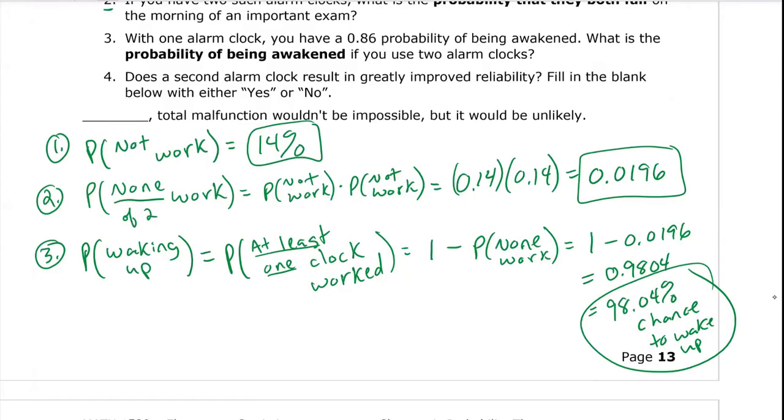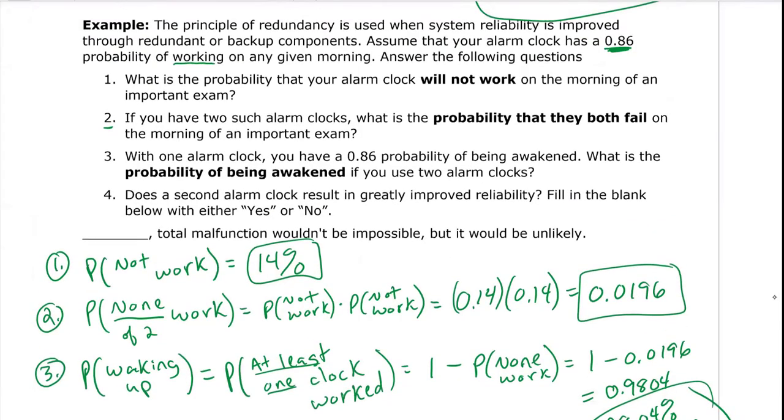Okay, you can see that we have the problems worked out here. You have a 14% chance of the clock not working, and if you have none working, it's going to be roughly a 1.96% chance. And then what's the probability of waking up? Well, take your 1.96%, subtract it from 100%, and you'll end up getting a 98.04% chance of waking up with 2 clocks. That's what the chance is of waking up with 2 clocks. Now, if you think about the chance of waking up with 1 clock, in the very beginning of the problem it says 86% chance with 1 clock.